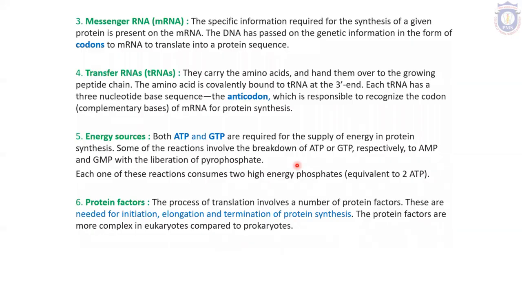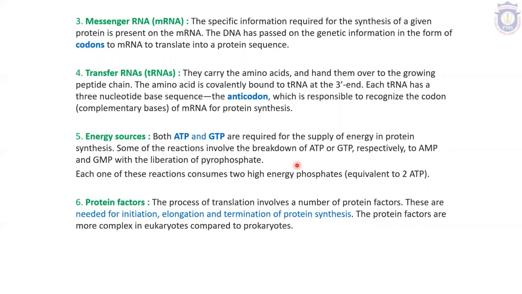Third one, the messenger RNA or mRNA. The specific information required for the synthesis of a given protein is present in the mRNA. The DNA has passed on the genetic information in the form of codons to mRNA to translate into a protein sequence. Fourth one, tRNA or transfer RNA. They carry the amino acids and hand them over to the growing peptide chain. The amino acid is covalently bound to tRNA at 3' end. Each tRNA has a 3 nucleotide-based sequence, the anticodon, which is responsible to recognize the complementary codon of mRNA for protein synthesis.